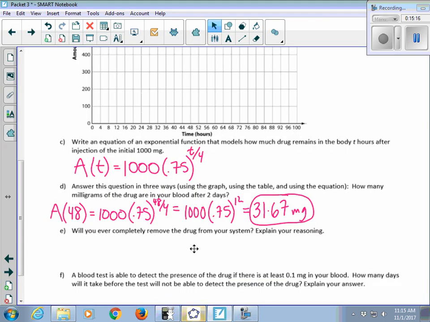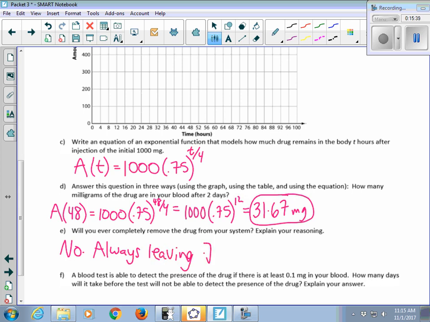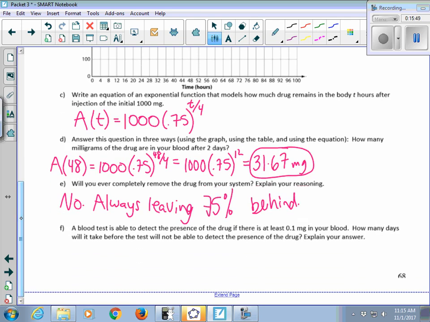Okay, will you ever completely remove the drug from your system? Well, if you're always taking away 25%, then you're leaving some. So even if you have a very small amount, you're never going to completely get rid of it. No, right? You're always leaving 75% behind. It will get very, very small though. So small that a blood test will be unable to detect the amount, right?